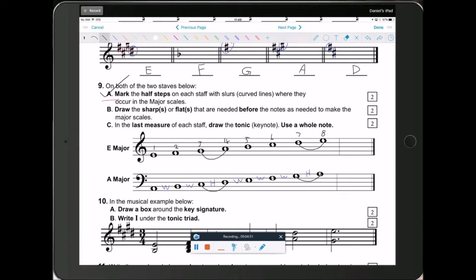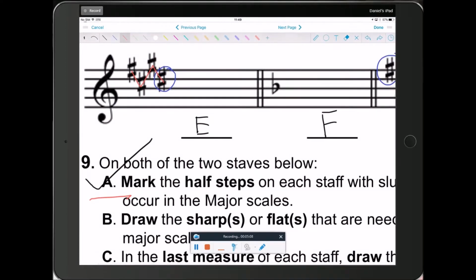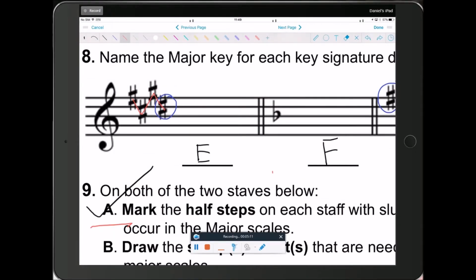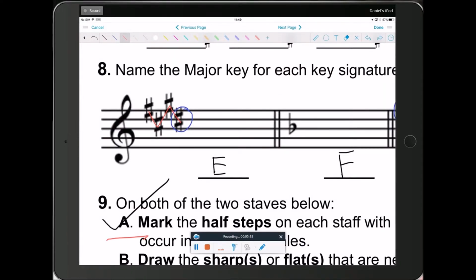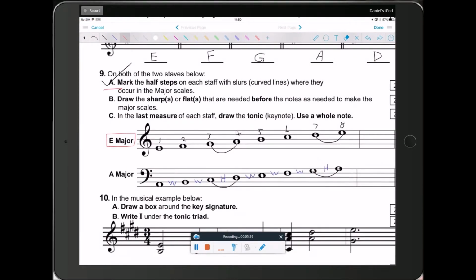Letter B, draw the sharps or flats that are needed before the notes as needed to make the major scales. Okay, so in the treble clef here, we are in the key of E major. So what does that mean? Well, if we move back up to question number 8, you'll notice that the key of E major has 4 sharps in it. Fat Cats Go Down. So we just have to know the first 4 sharps of our silly sentence. Remember the silly sentence? Fat Cats Go Down, Allie's Eating Bugs. The first 4 sharps are F, C, G, and D. So we're going to look in this scale for F, C, G, and D.